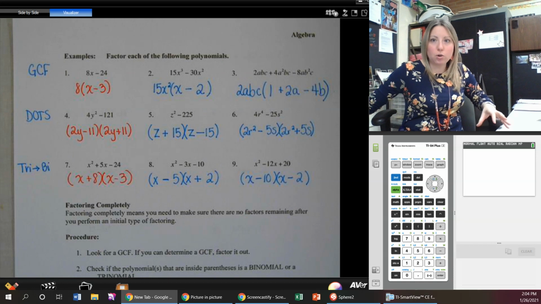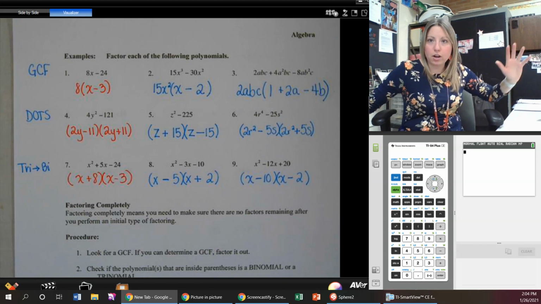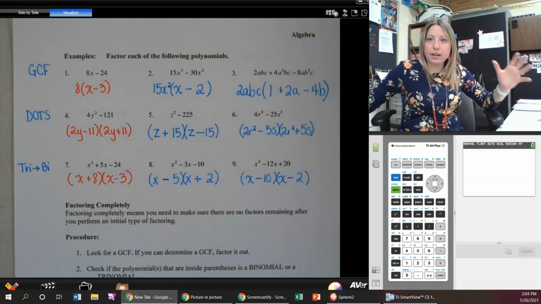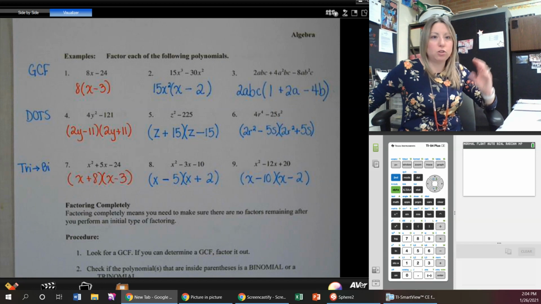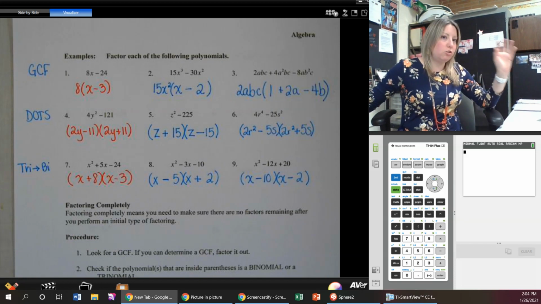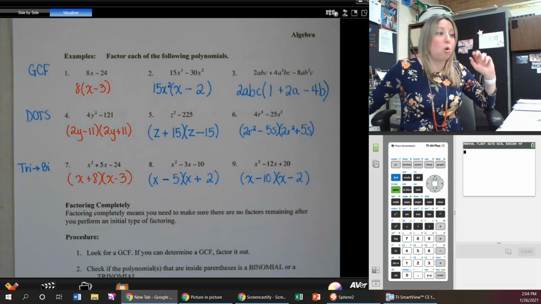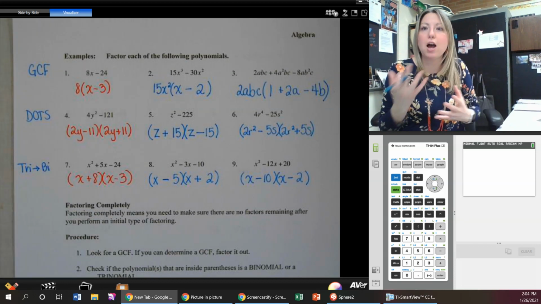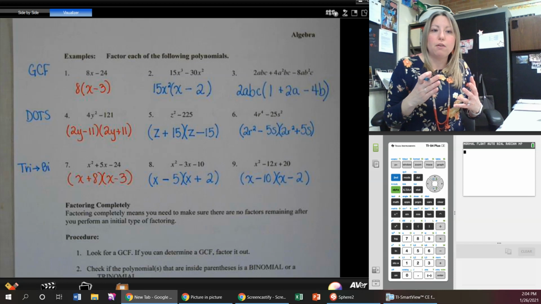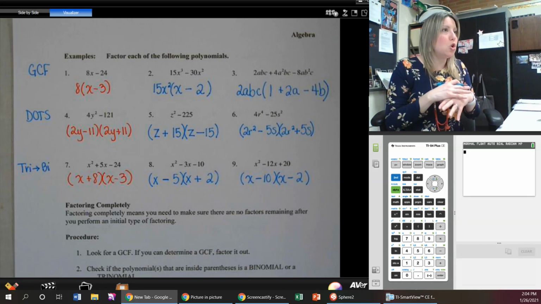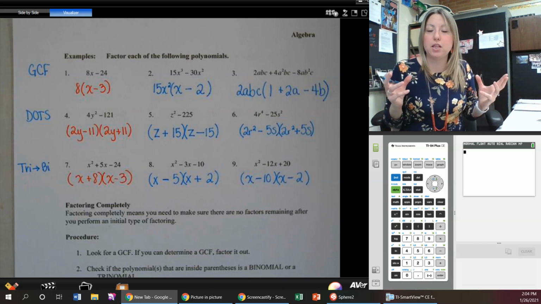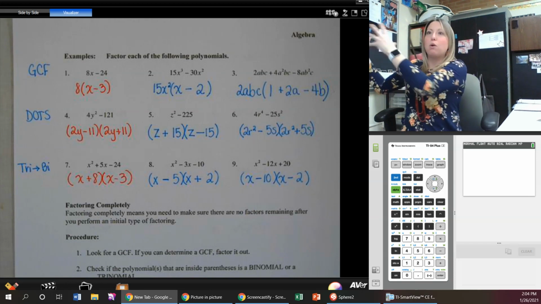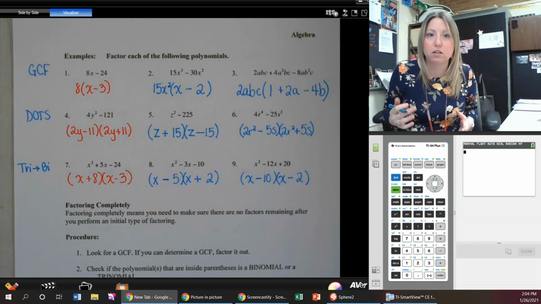All right, check those. Make sure you got those right. Because like I said at the beginning, factoring completely is you may have to use GCF and dots, or GCF and trinomial to binomial, or trinomial to binomial and dots. It could be some combo of these. But factoring completely means no potential factors can be left. Everything has to be out in all of its multiplied pieces.